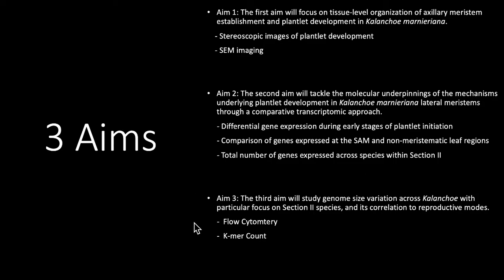The third aim will study genome size variation across Kalanchoe, with a particular focus on Section 2 species, and how this might correlate to reproductive modes. The two experiments for aim 3 are flow cytometry and k-mer counting.